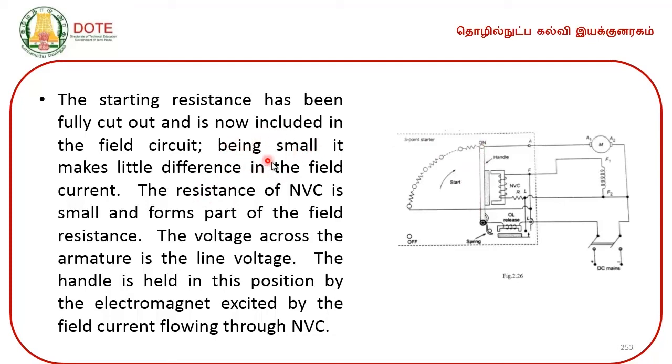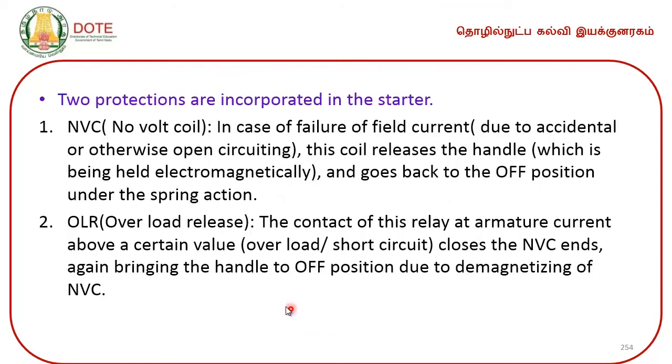Being small, it makes little difference in the field current. The resistance of the no volt coil is small and forms part of the field resistance. The voltage across the armature is the line voltage. The handle is held in this position by the electromagnet excited by the field current flowing through the no volt coil. Two protections are incorporated in the starter. One is the very important no volt coil and the other one is the overload release.